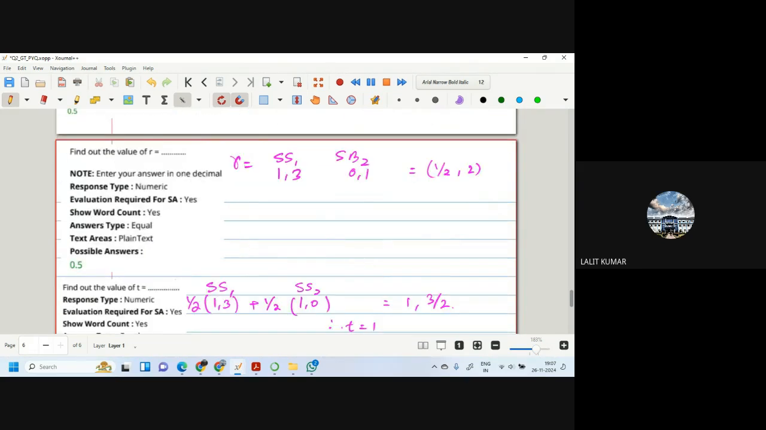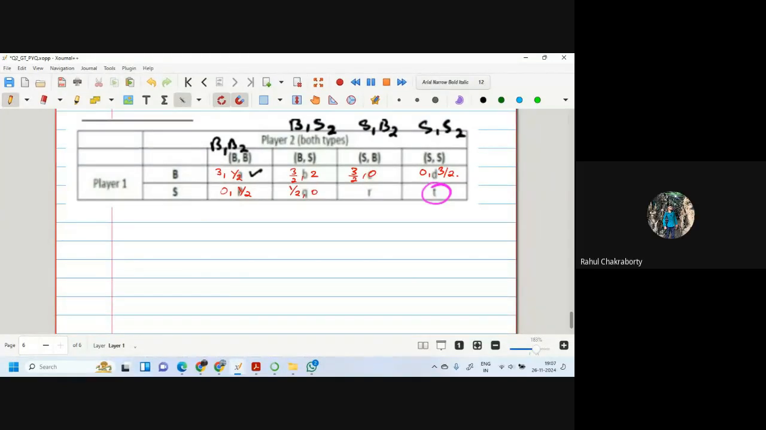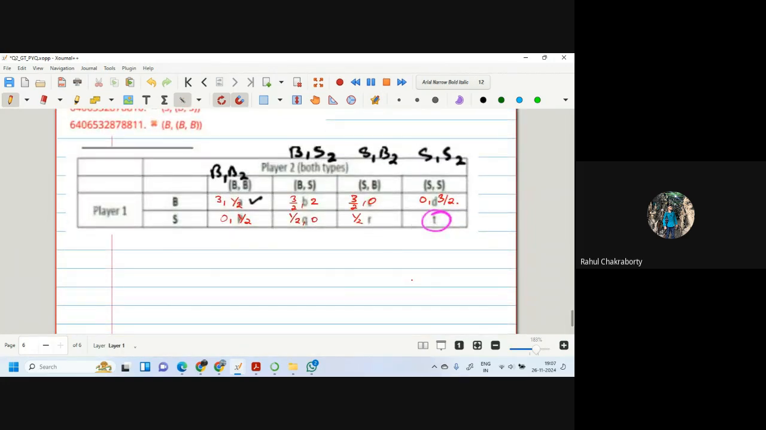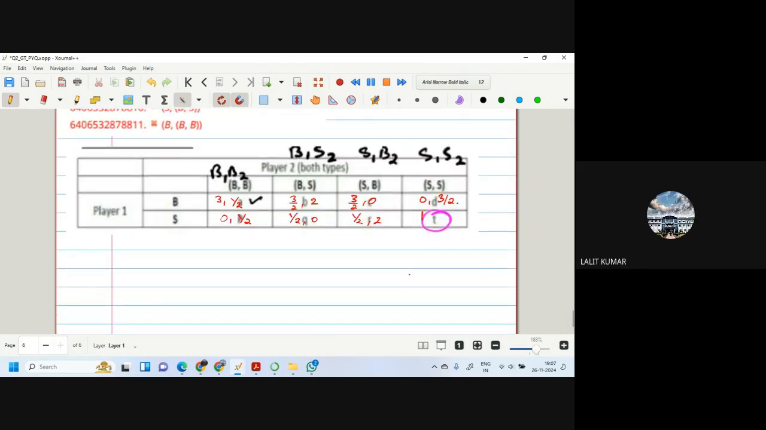Q is 1/2 0. R is 1/2 1/2. और T हमने निकाला 1 3/2. तो इसमें फिर से हम क्या करेंगे, बेस्ट रिस्पॉन्स करेंगे. तो बेस्ट रिस्पॉन्स यहाँ पे 3 है, यहाँ पे 3/2 है, यहाँ पे 3/2 है, और यहाँ पे 1 है. और जब हम यहाँ पर देखेंगे तो यहाँ पर 2 है, और यहाँ पे 1/2 0, यहाँ पे 2. So what is the next equilibrium हमारा मिल गया, B B1 BS2.